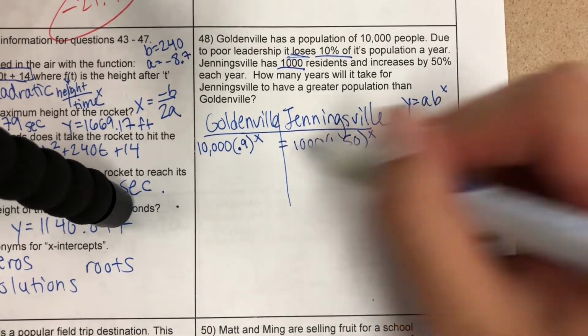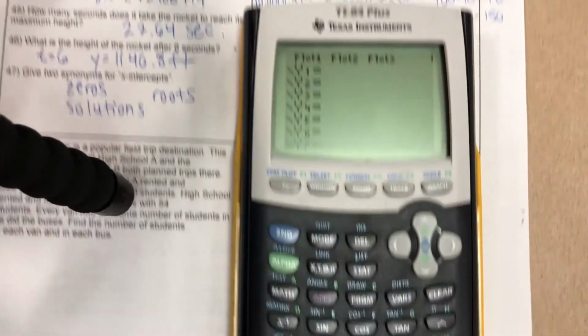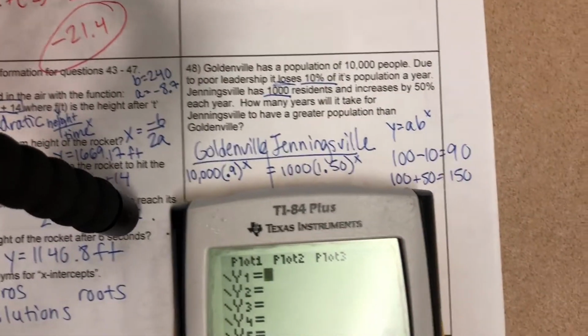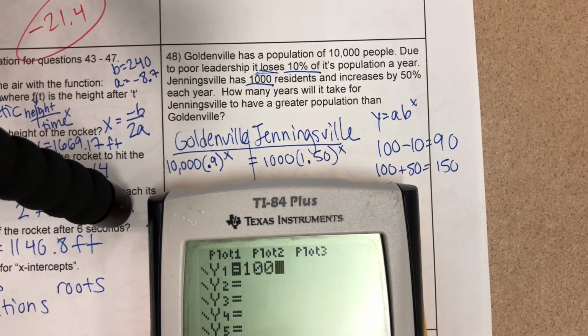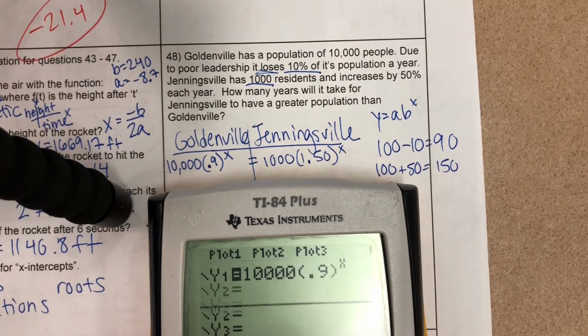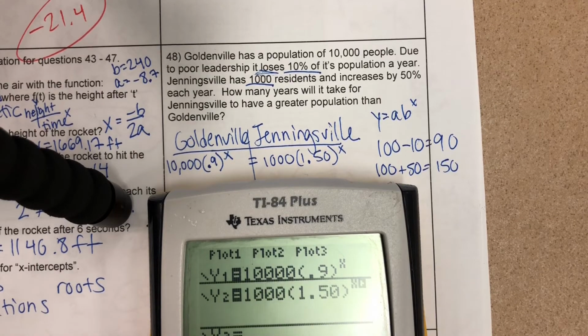Now, I could solve this by hand, but I could also just solve it on the calculator. Right here, you want to go down to your y equals button. And once you have that, let's plug in the two values. So for y1, let's do Goldenville, 10,000, parentheses, 0.9 to the power of x. Great. All right, and y2, let's do Jenningsville. So 1,000, 1.50 to the power of x.